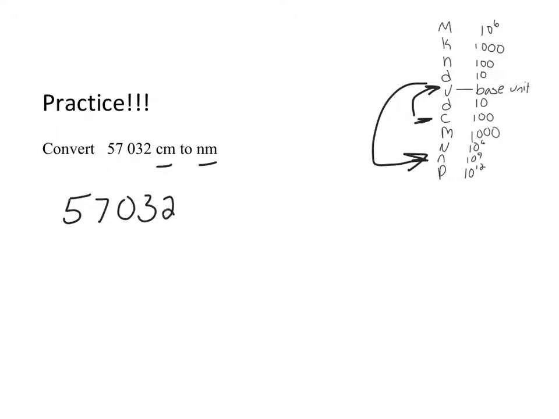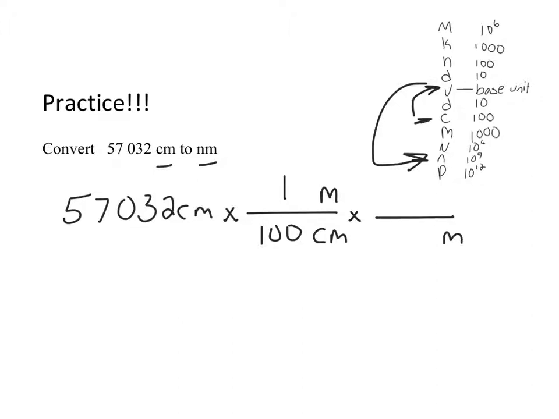57,032 centimeters. I'm going to drop centimeters, and I'm going to go to meters first. Meters is higher, so I put a 1 there, and centi means 100, so I put it there. I'm getting all of that information from right here. Meters is higher, so it gets a 1, and centi means 100. Still not at nanometers, so I need to do another conversion. So I drop meters, and I'm going to go to nanometers this time.